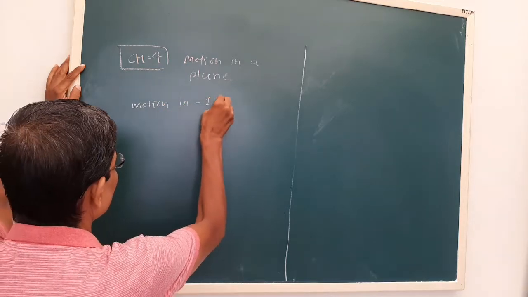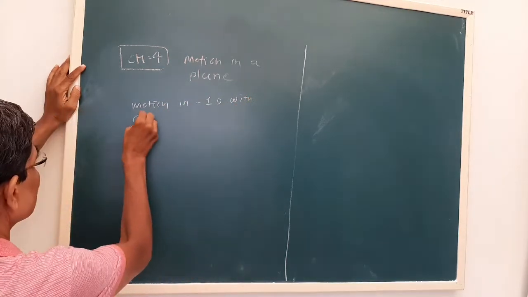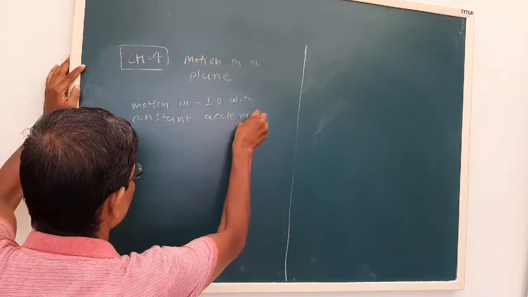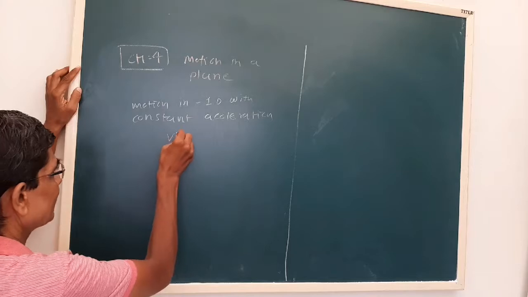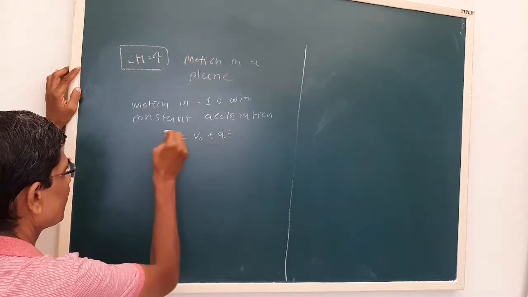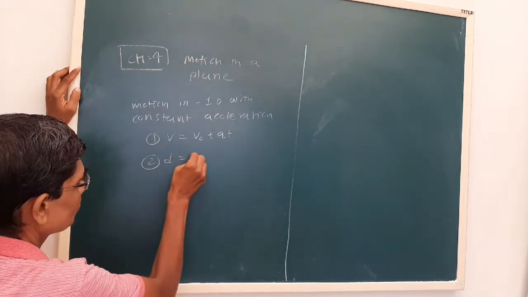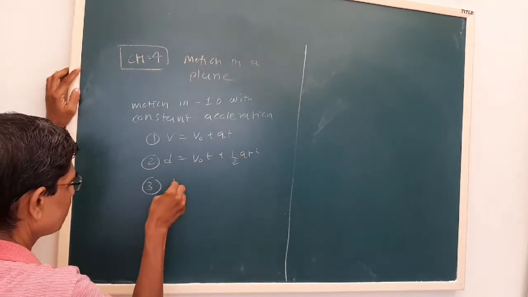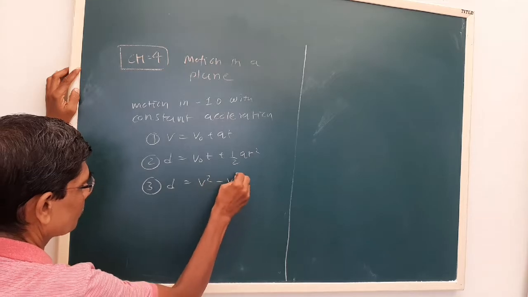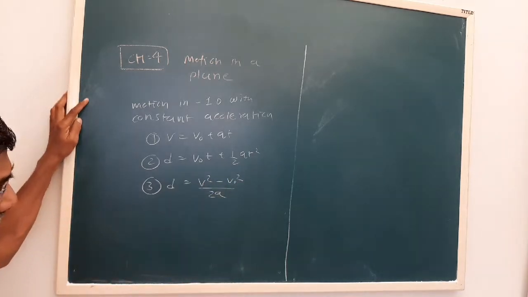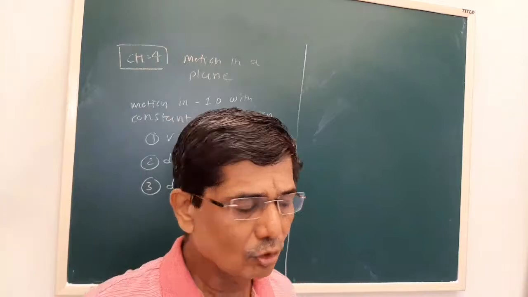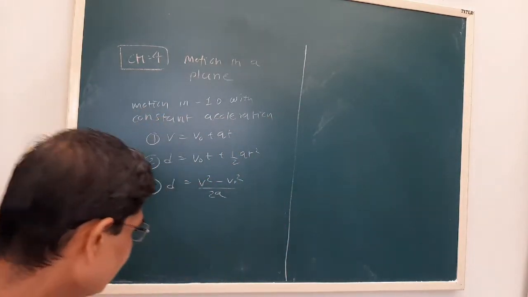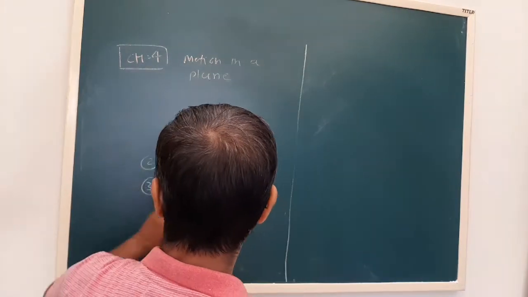in one dimension with constant acceleration, which were d is equal to v naught t and so on. These are the equations we derived for motion in one dimension. Now the same equations we have to derive for motion in two dimensions.